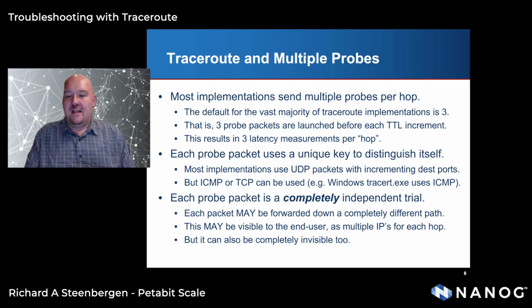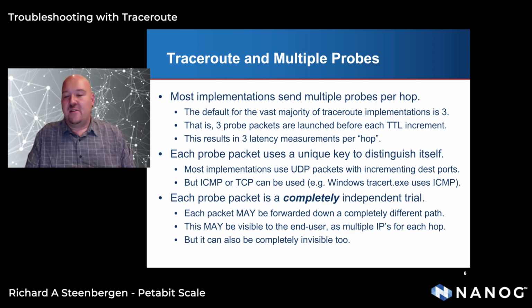So a lot of very common Unix implementations and router implementations are based on UDP, and they use incrementing ports. So they'll set source ports and destination ports in a way that it can identify itself when it comes all the way back.